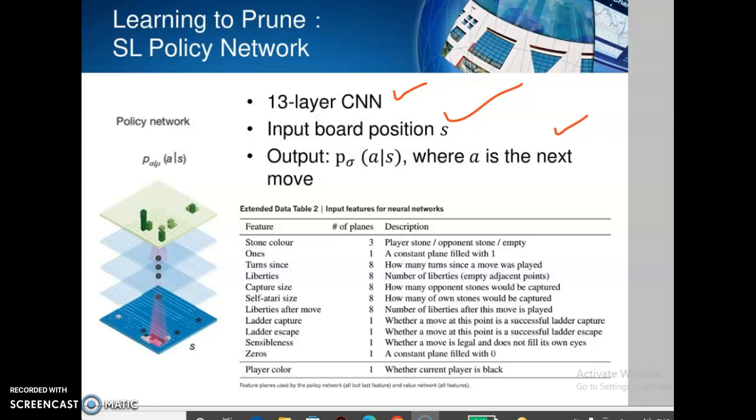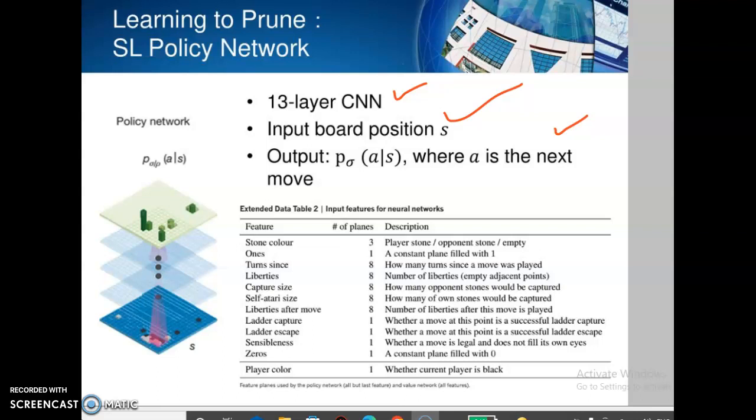Extended data table: input features for the neural networks, policy network. Feature planes description: stone color, ones, turns since, liberties, capture size, self-atari size, liberties after move, ladder capture, ladder escape, sensibleness, zeros, player color. The number of planes is 3, 1, 8, 8, 8, 1, 1, like this.